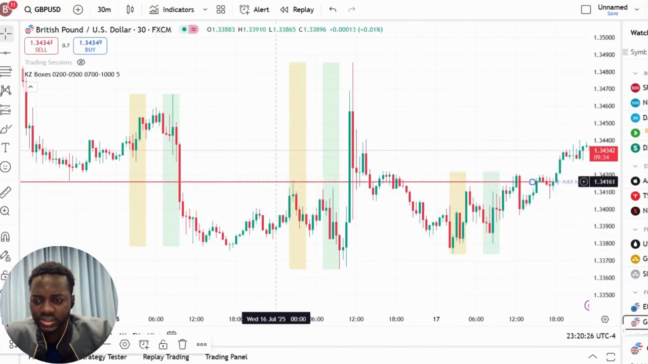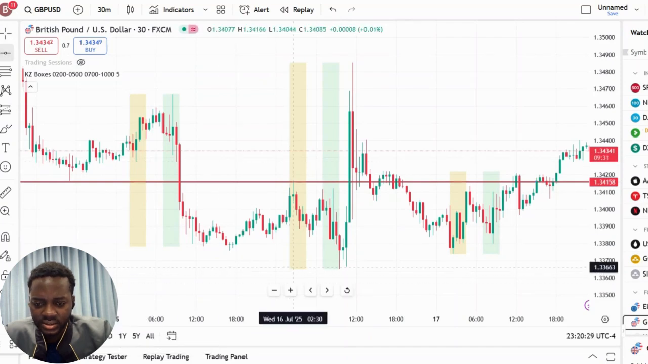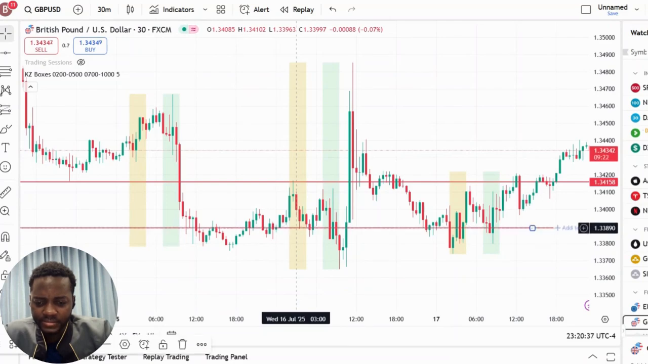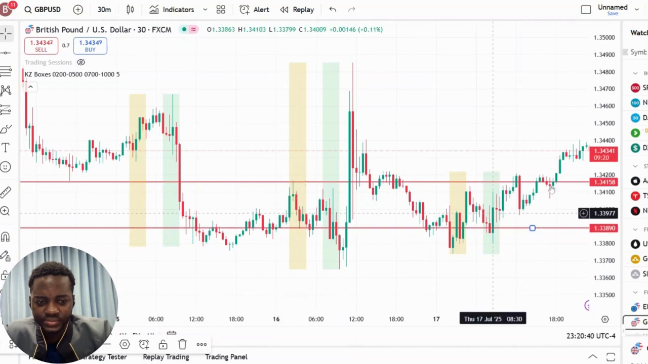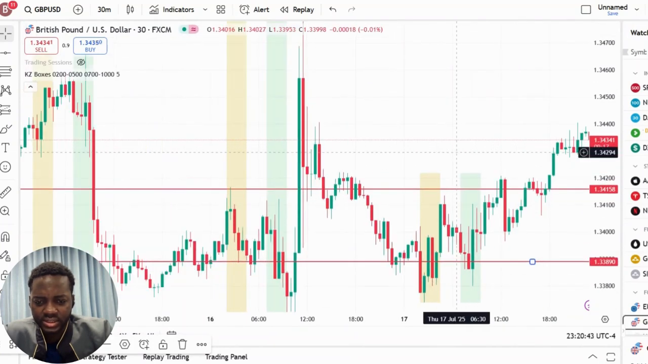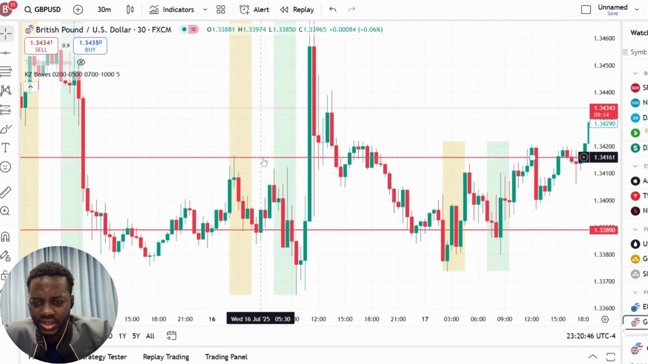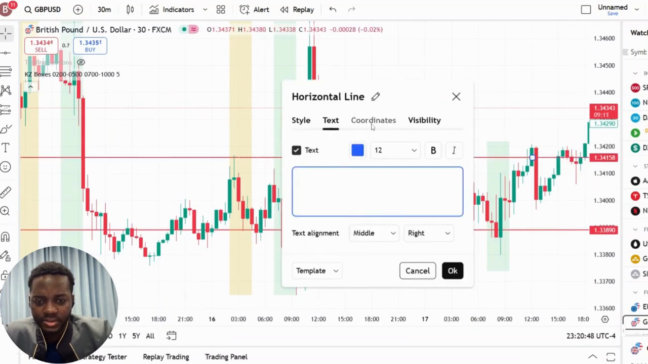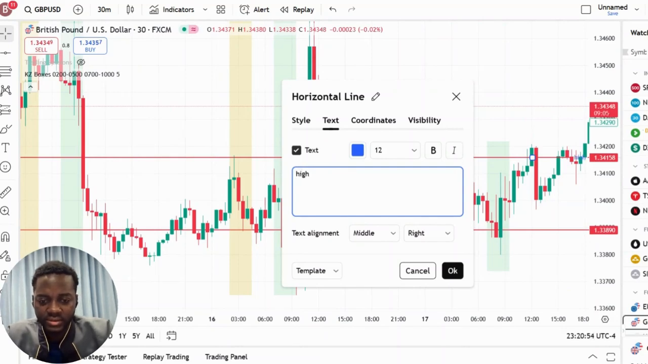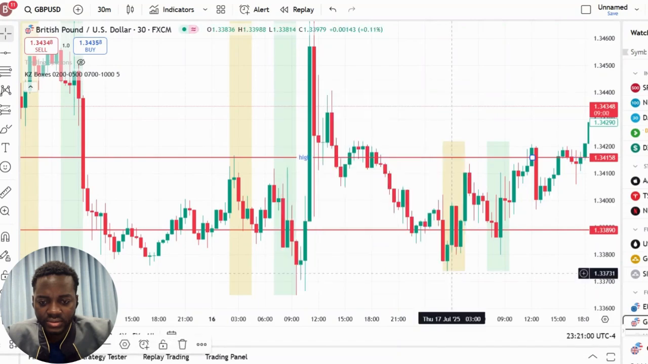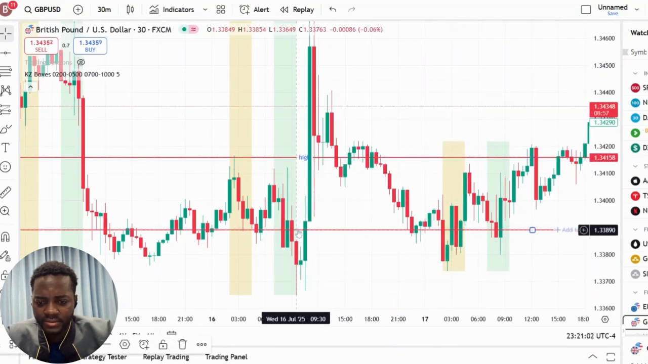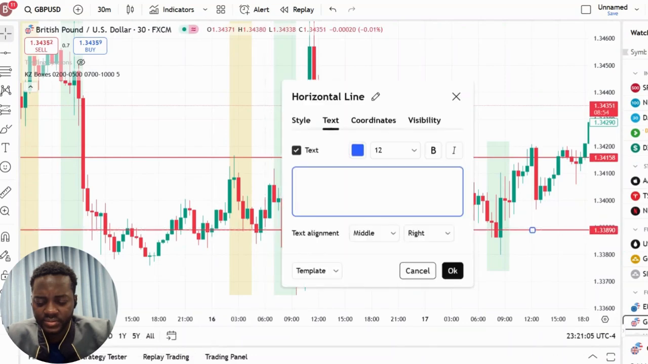You can see the red line, and let's say this is the low here. This is the high and this is the low. Let's enlarge it again just to make it clear. So this is the high. Let me label it so that you understand. High, high, and this is low.